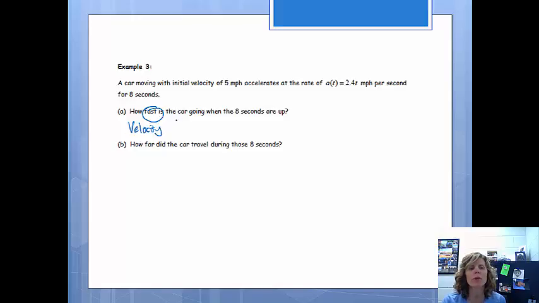All right, so if we want to know how fast the car is going when the 8 seconds are up, we first of all know the car was going 5. So if I'm going to put the velocity, it was going 5, and then we're going to add how much the velocity changed. Did it go up? Did it go down? What happened? To figure out the change in velocity, we're going to take the integral of acceleration, from those first 8 seconds, so 0 to 8. So we're going to get 5 plus the integral from 0 to 8 of 2.4t dt.